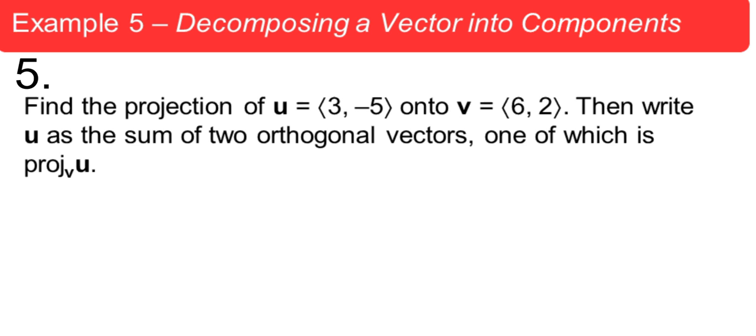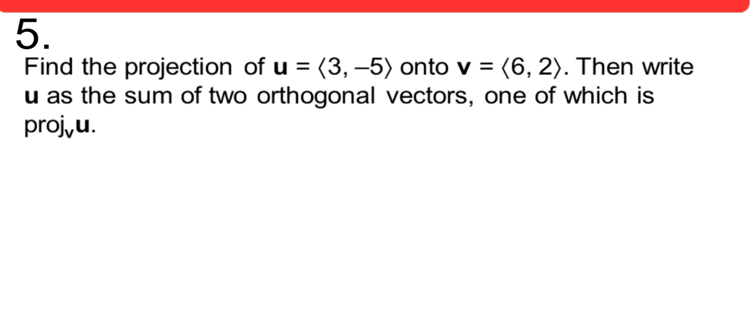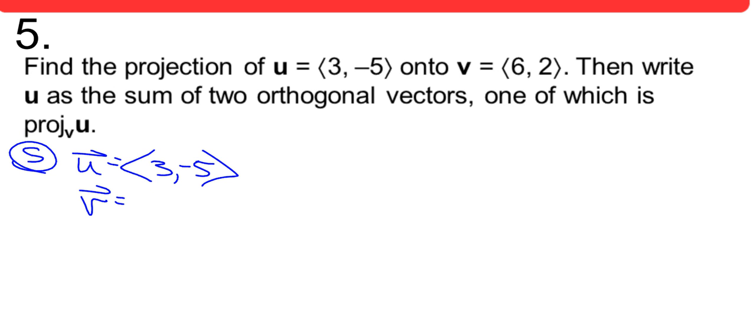So first, here are two vectors, and we're going to find the projection of U onto V. This is number 5, vector U, given in component form, <3, -5>, and vector V is <6, 2>. This is just a pure math question, no problem attached. Find the projection of u onto v, and then write u as the sum of orthogonal vectors, one of which is the projection of u onto v.